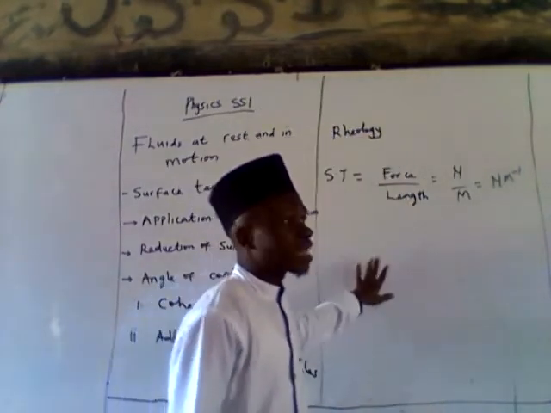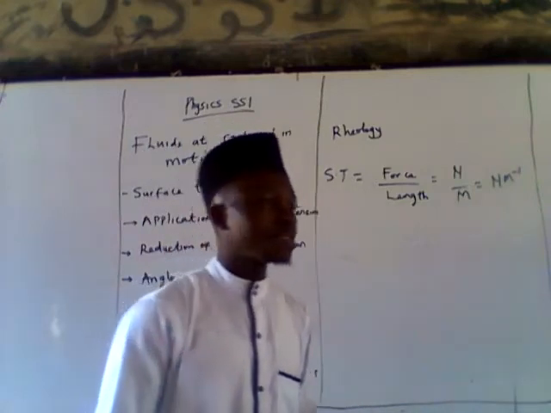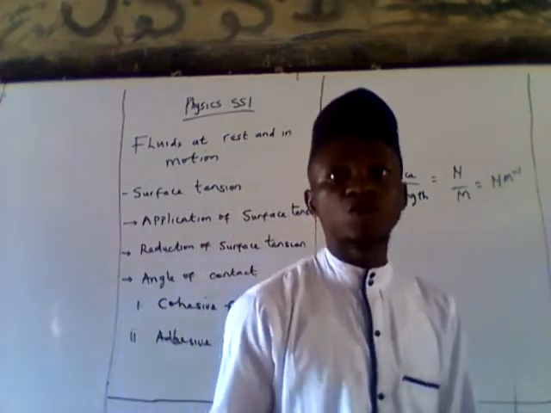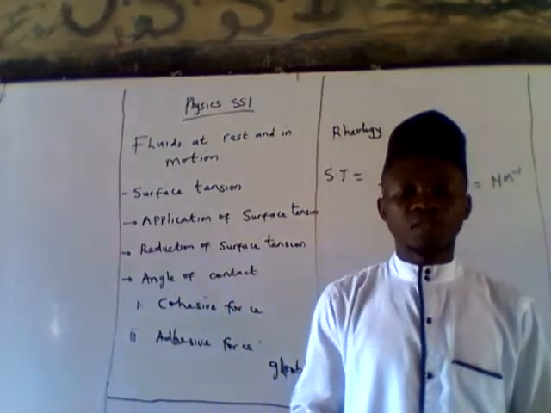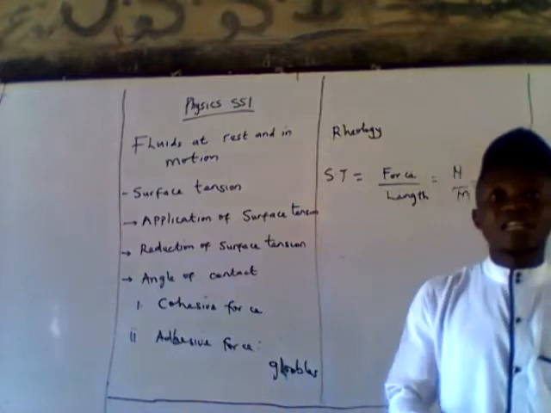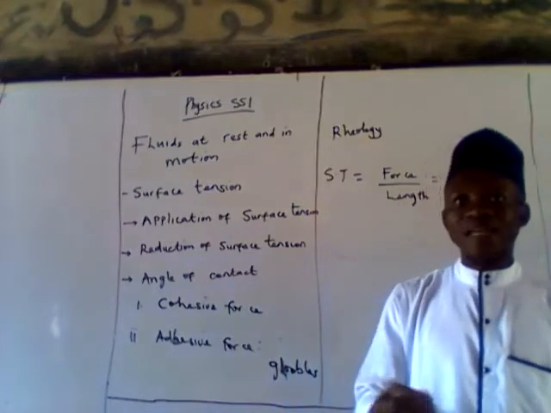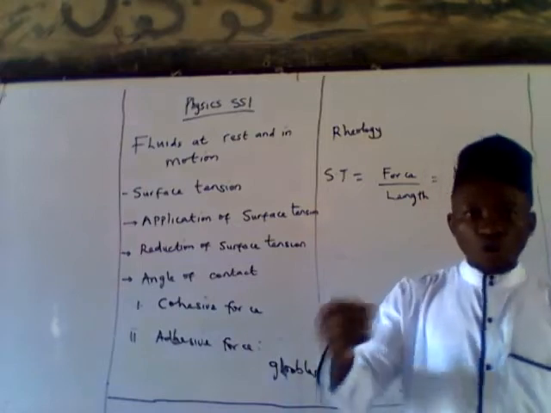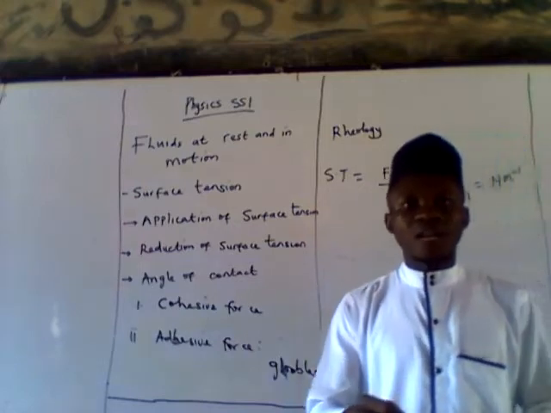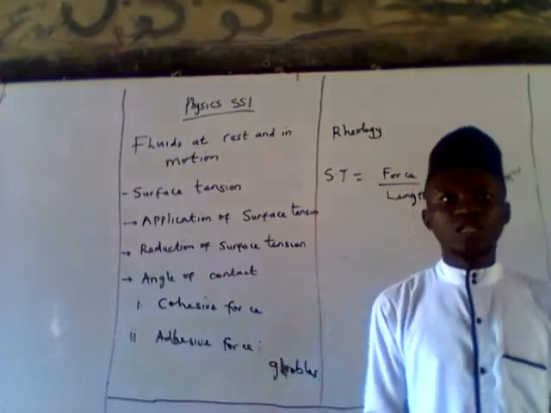Aside from this, you can see that when it is raining, if you don't want to be drenched by the rain, you use an umbrella, right? What umbrellas do is use the phenomenon of surface tension, providing a material to coat the umbrella so that water will not be able to penetrate through the material.